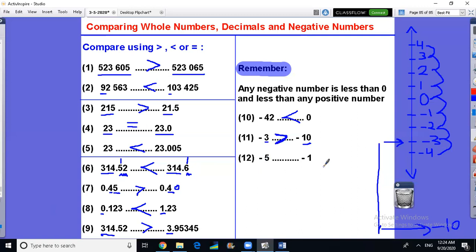Okay, negative 5 and negative 1, also exactly the same thing. If it was only 5 and only 1, I would have definitely chosen 5. But this is not the case. It's negative 5 and negative 1. Negative 5 is way more below negative 1. So negative 1 here is bigger.